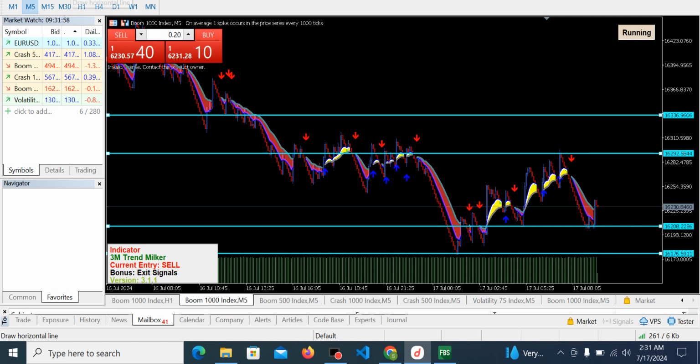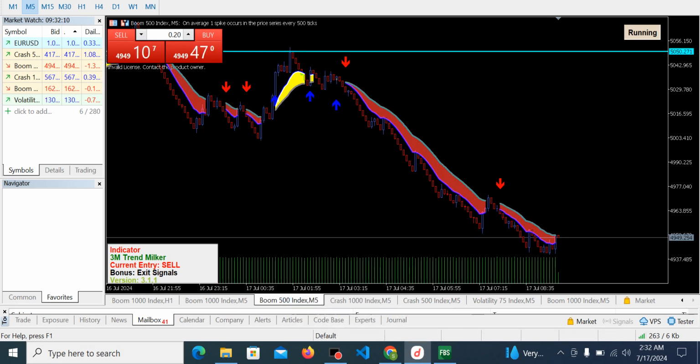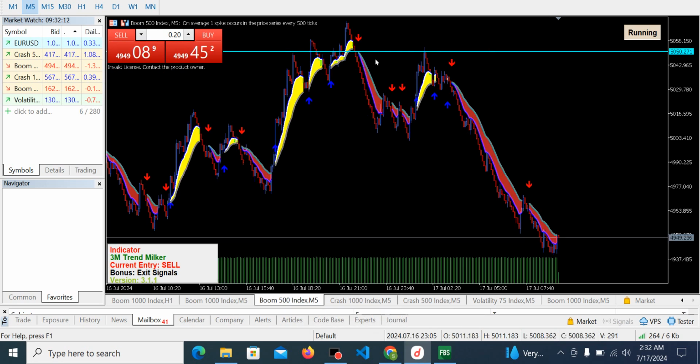Okay, and if it breaks out from there, then we expect it to get to this region. Okay, so you guys should take advantage of all this highlighted region to take your profits right from there. Now let's look at another asset which happened to be Boom 500.